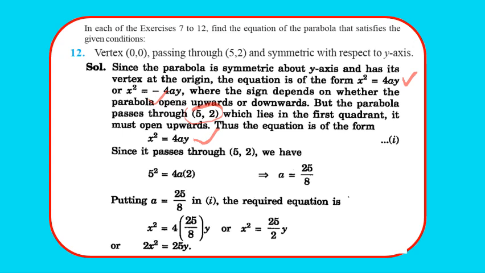Now it is passing through (5, 2), so putting the values, we get 5 square equals to 4a into 2, that is a is equal to 25 by 8. Putting this value of a equals to 25 by 8 in equation 1, we get x square equals to 4 multiplied by 25 by 8 into y, or x square equals to 25 by 2 into y. Simplifying, we get 2x square equals to 25y, which is the required equation of the parabola. Clear? So pause and note down the solution.